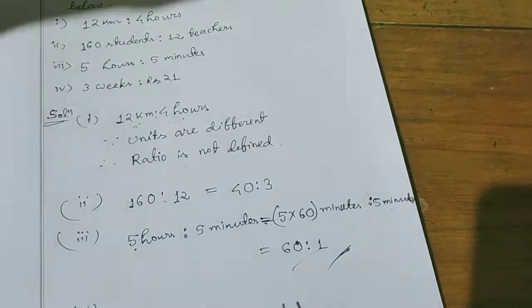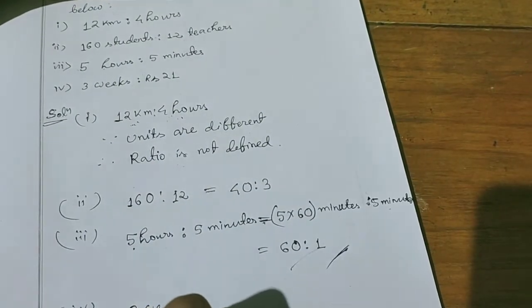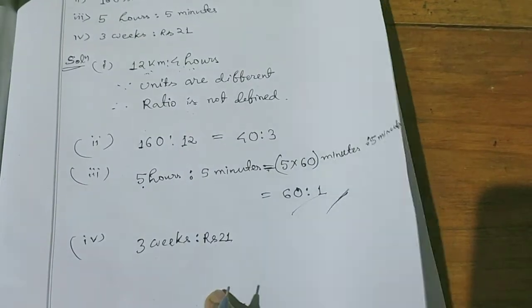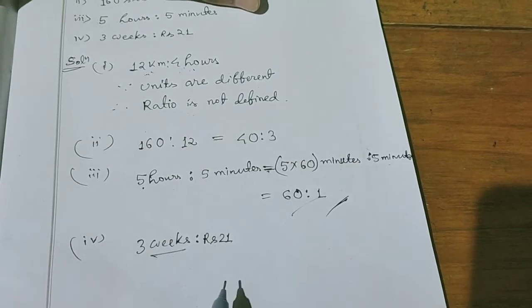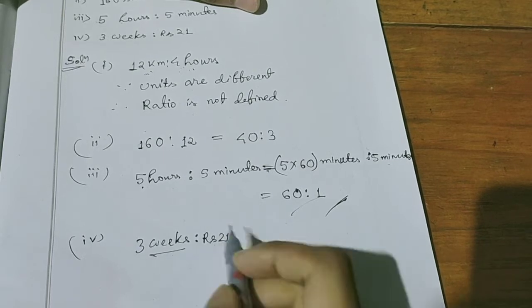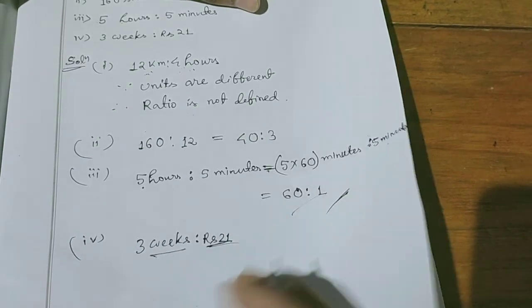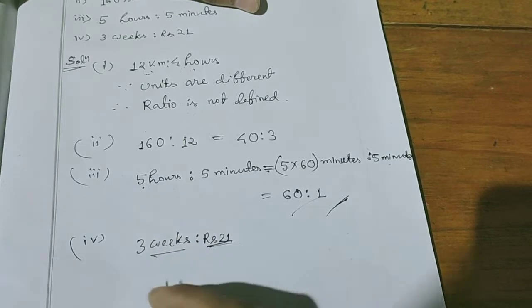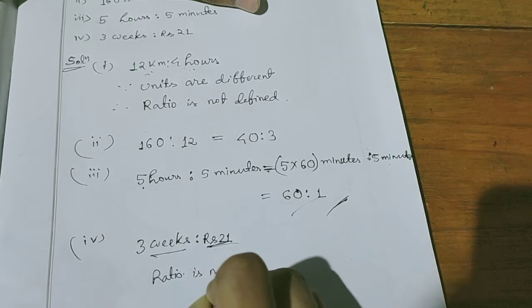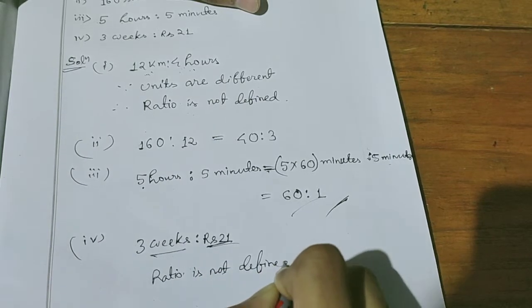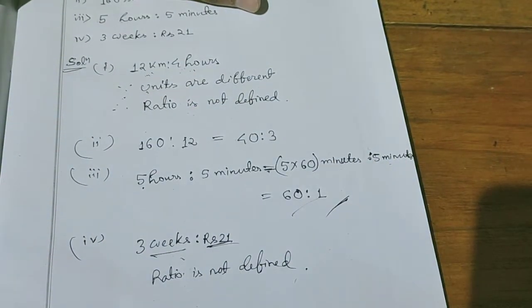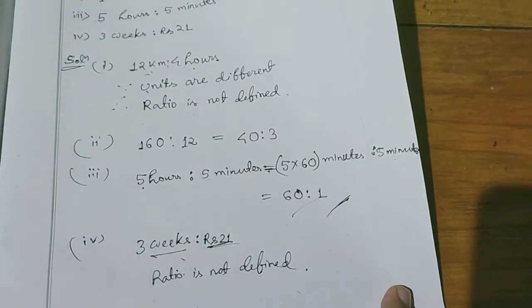In case of number 4, 3 weeks to rupees 21. Here week is a unit of time, and rupees is the unit of money. So the two units are different, so the ratio is not defined. We have to show that the units are different, similarly like this. Okay, so this is the first type of problem.